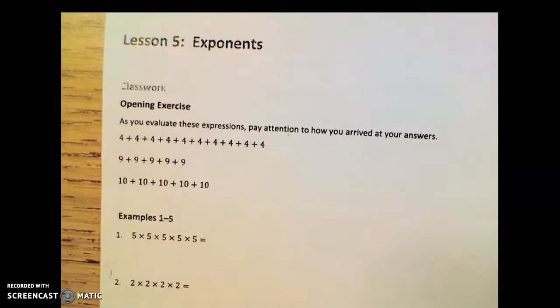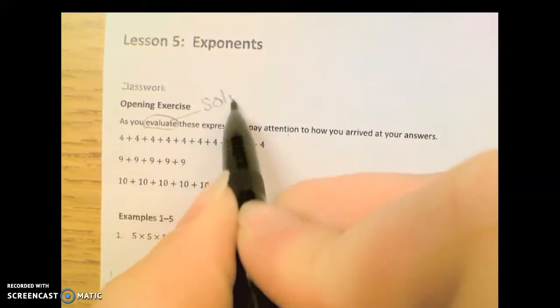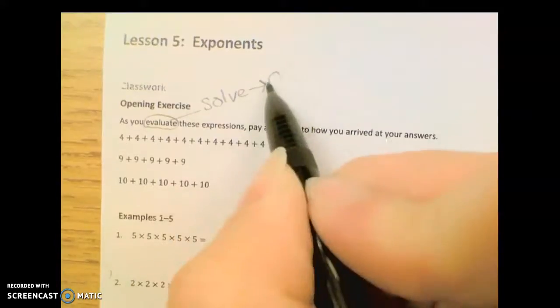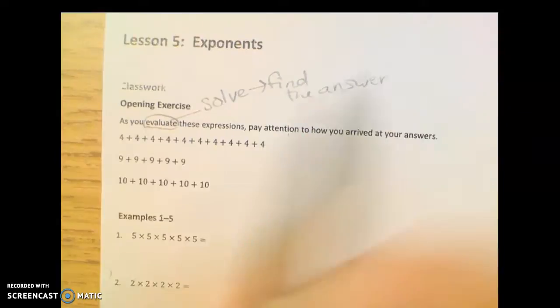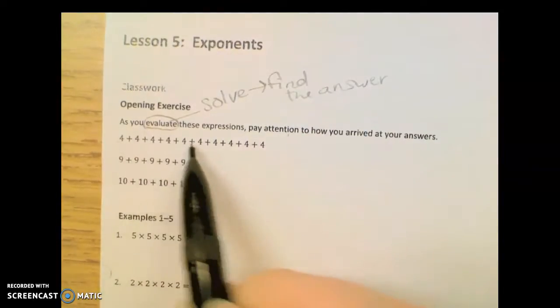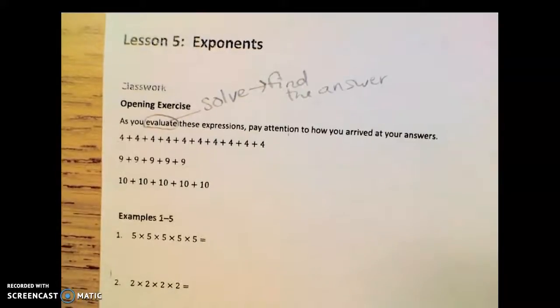So evaluate means we need to solve. So please write next to evaluate, solve, which means find the answer. So they want you to find the answer of 4 plus 4 plus 4 plus 4, etc., 9 plus 9 plus 9 plus 9 plus 9, etc., and think about how you found your answer.